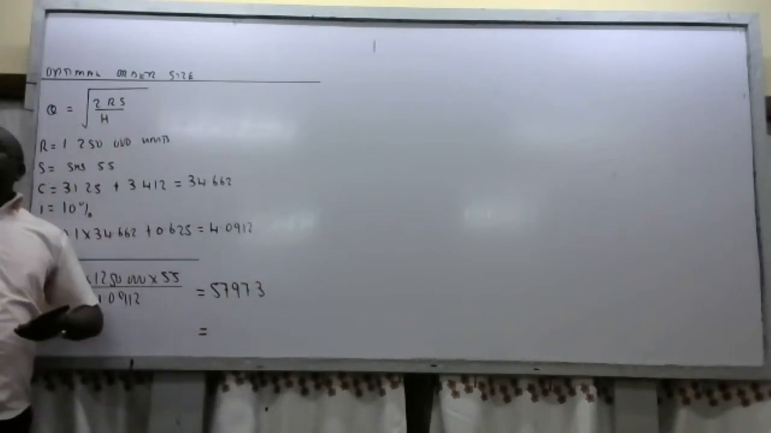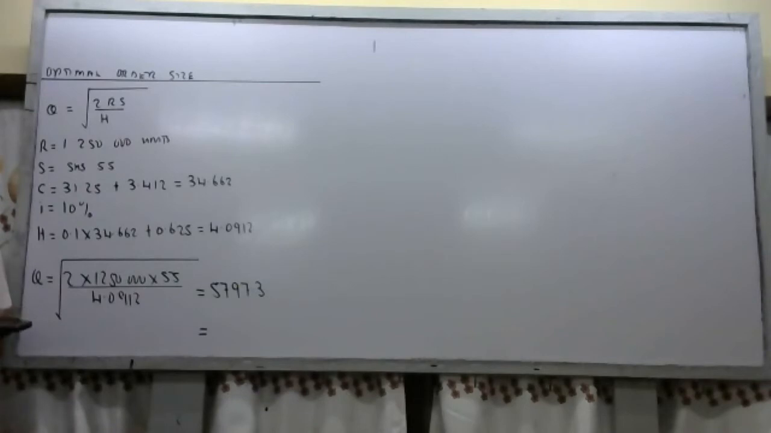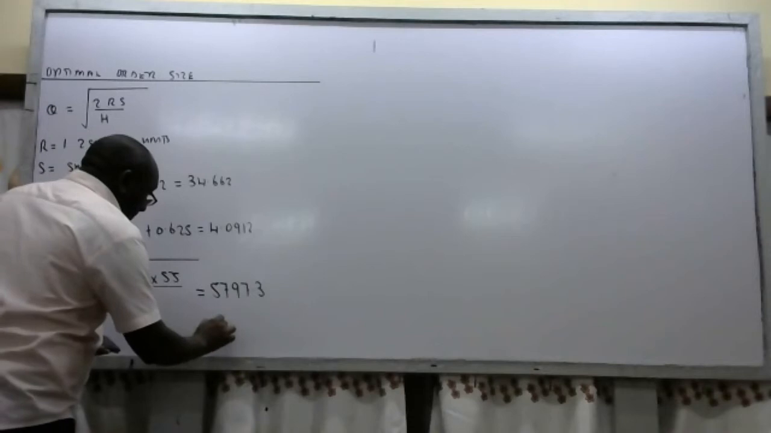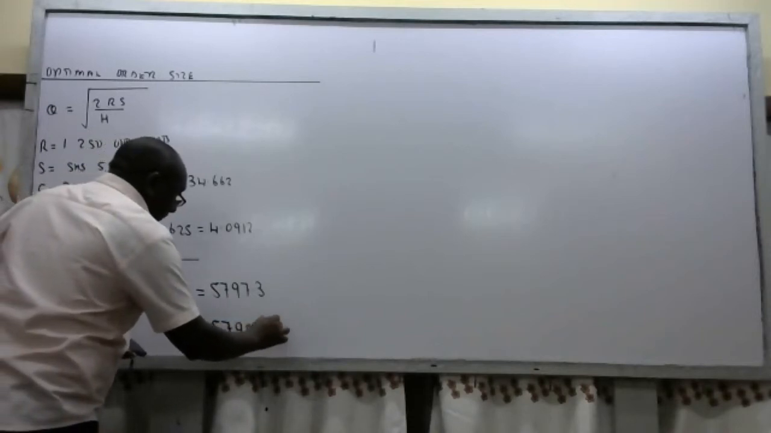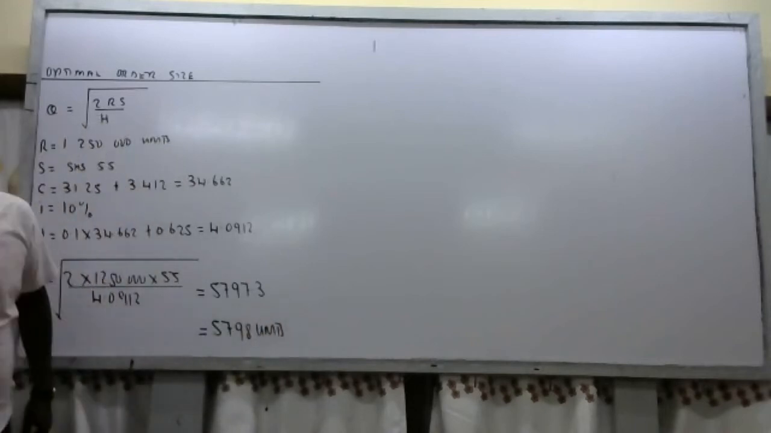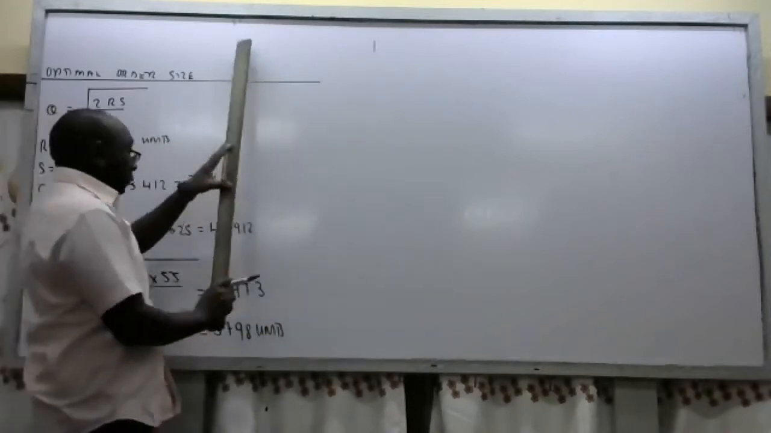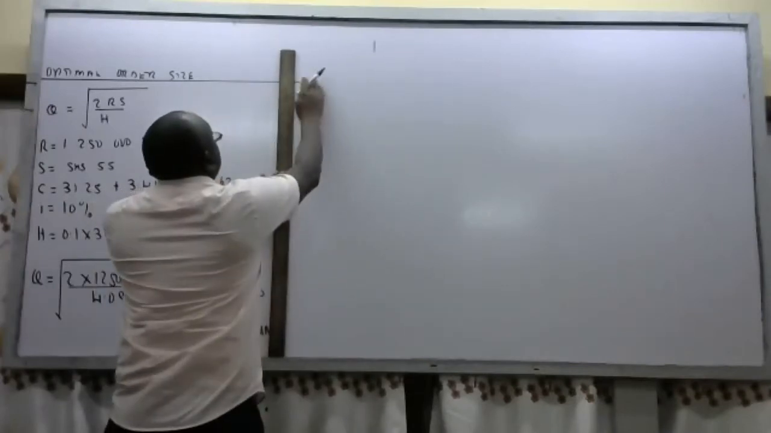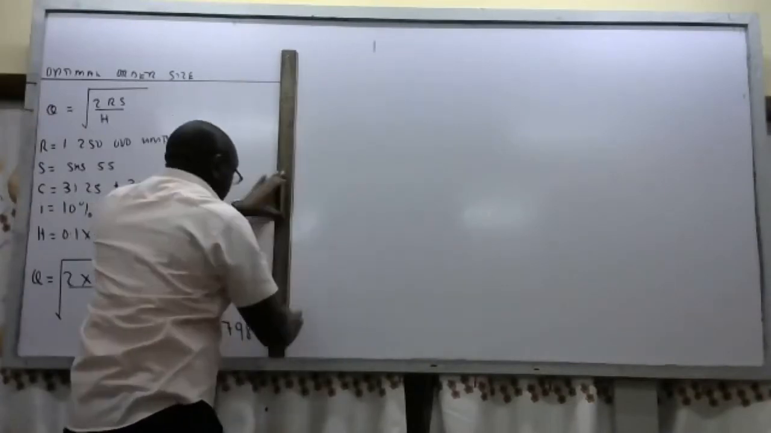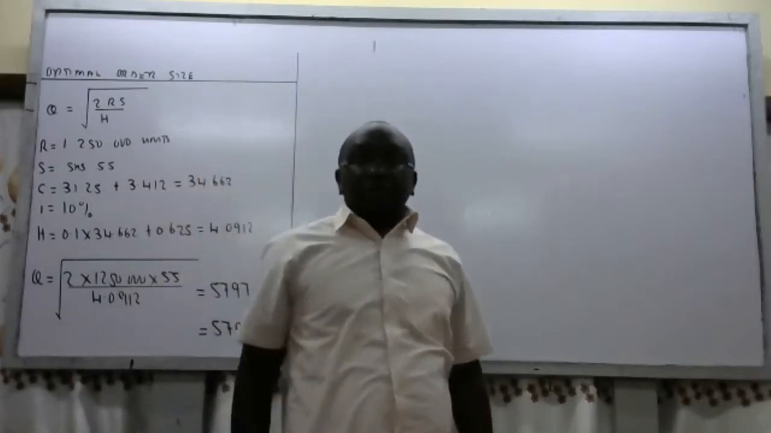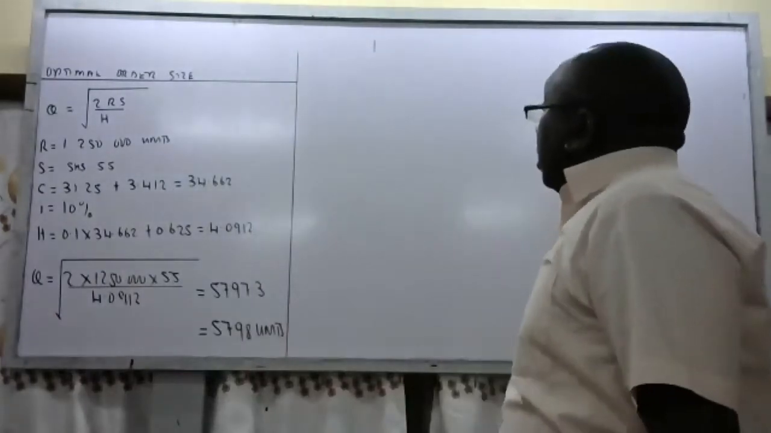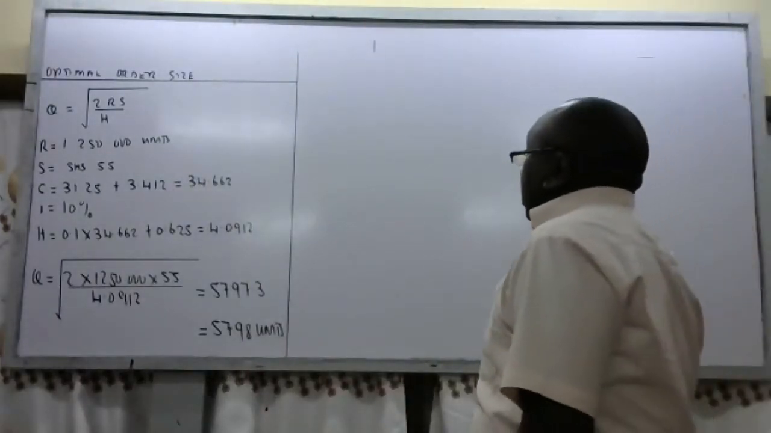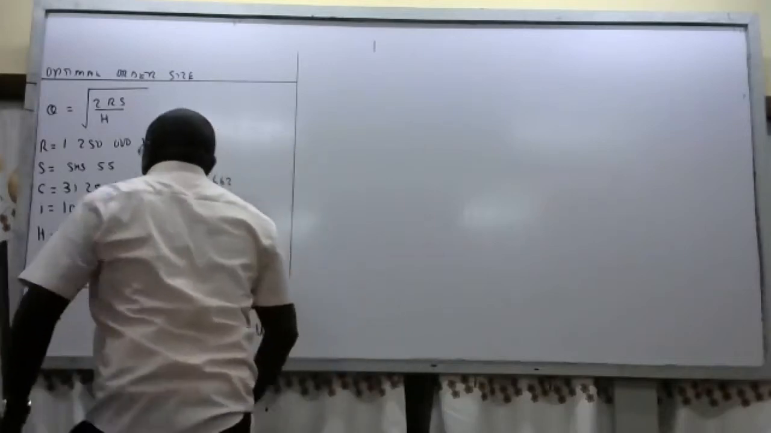And when we are dealing with inventories, Q is always rounded up. So this one should be taken to be 5798 units. That is what happens. This is H, Nancy, it's not four.